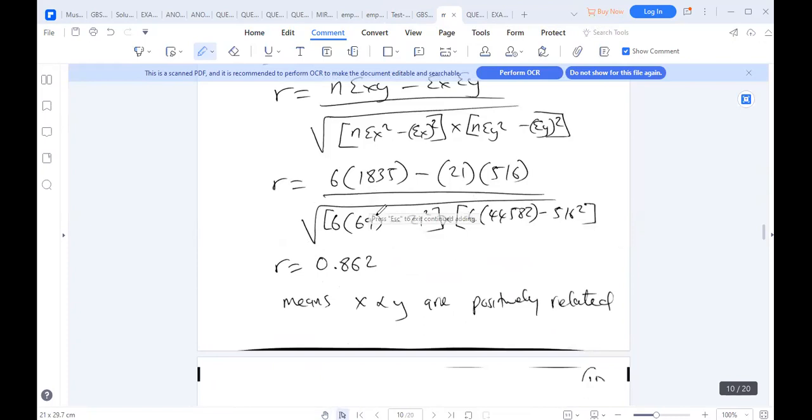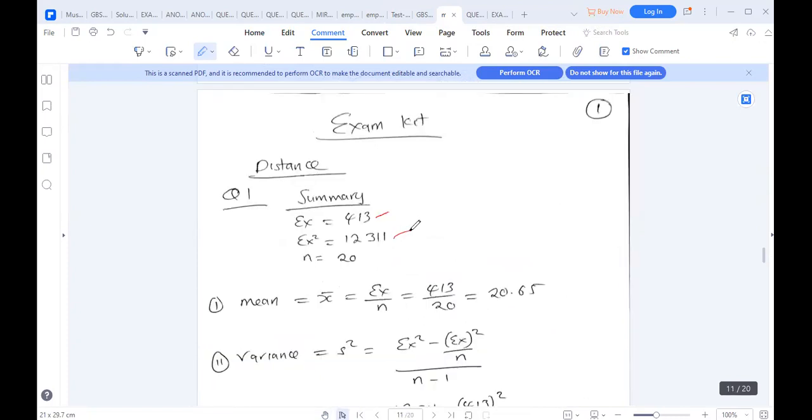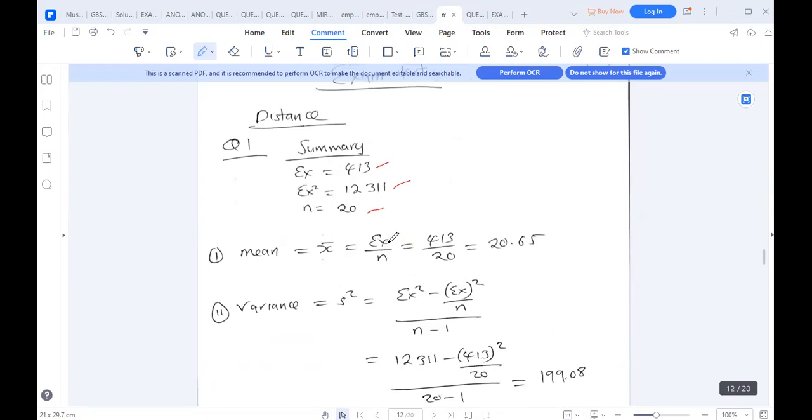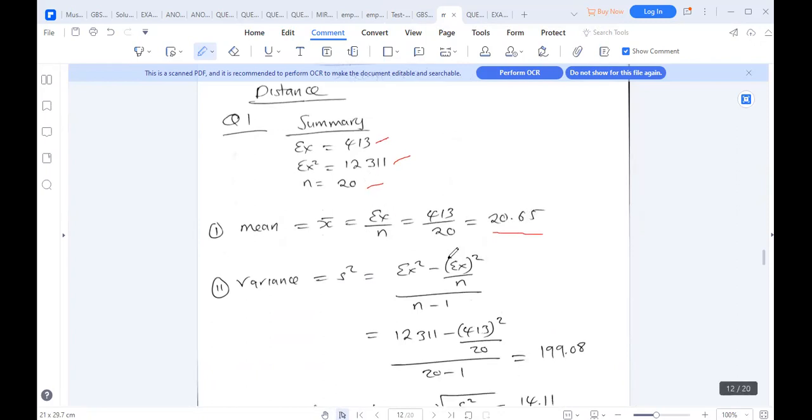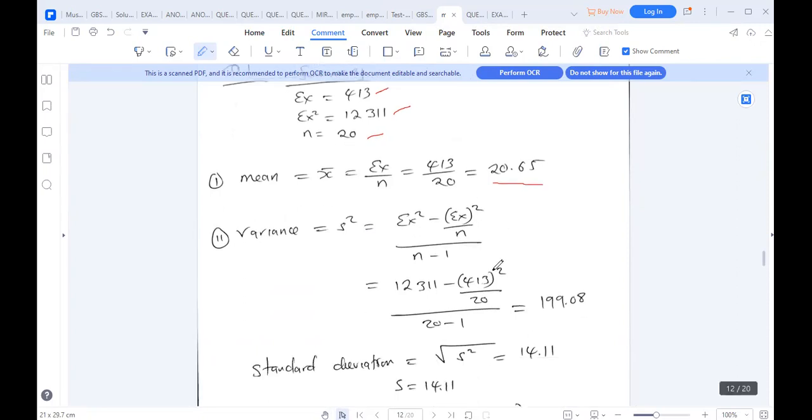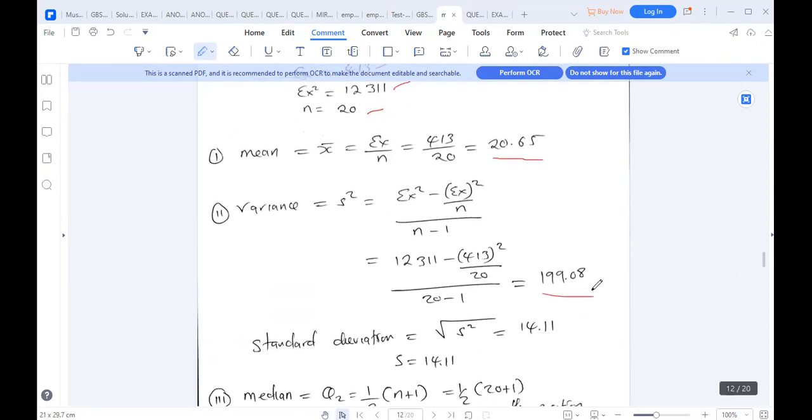So our summation of x will be 413, x squared, 12, 3, 10, and our n is 20. To calculate the mean, summation of x over n, we get 20.65. Then when we go to our variance, the variance is summation of (x minus x bar) squared over n minus 1. So the variance here will give us 199.08.